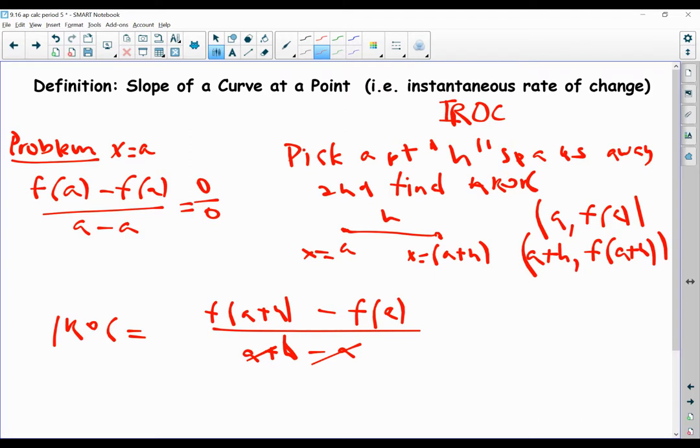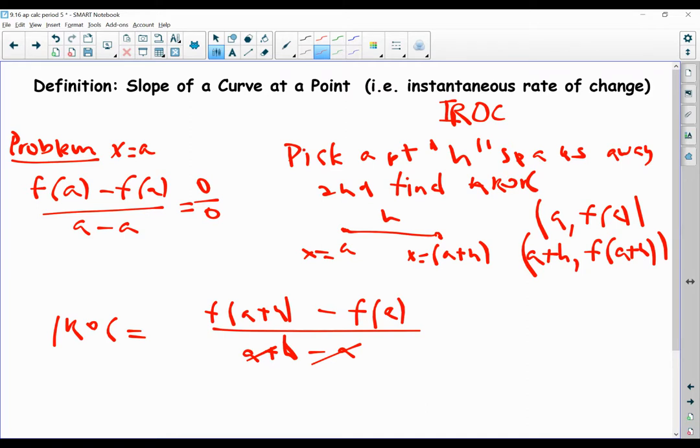Now, writing it like this, I've actually found an average rate of change. I found the average rate of change between a point A and a point that's H spaces away from A. Now, I can't make that H be 0 because, again, if it's 0, I end up with this problem case over here. But what I can do is find the intended value as H approaches 0. Now, that's the key part here, and you're like, I was wondering when limits were going to come into play.